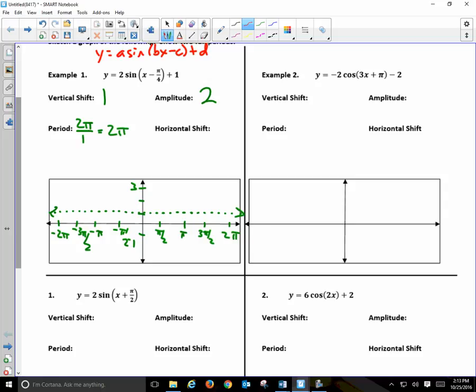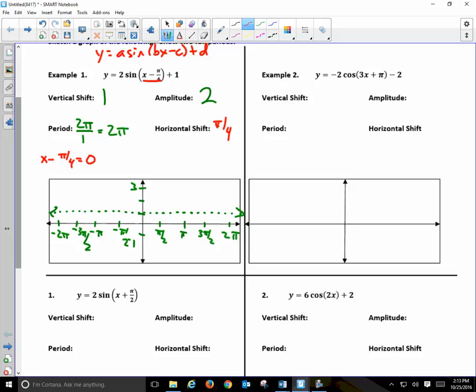Is there a horizontal shift? The horizontal shift I find by setting this equal to 0. X minus pi over 4 is equal to 0. If you solve it, what do you get? Pi over 4. There is a horizontal shift.